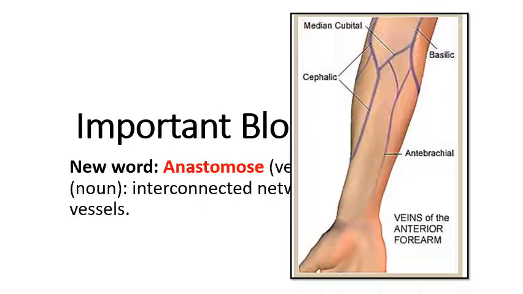So this is an example of an anastomosis. These are the veins that you find on the inner surface, the anterior surface, of your arm, right? And if you became a phlebotomist, whose job it was to take blood samples, you would know all of these veins very well.